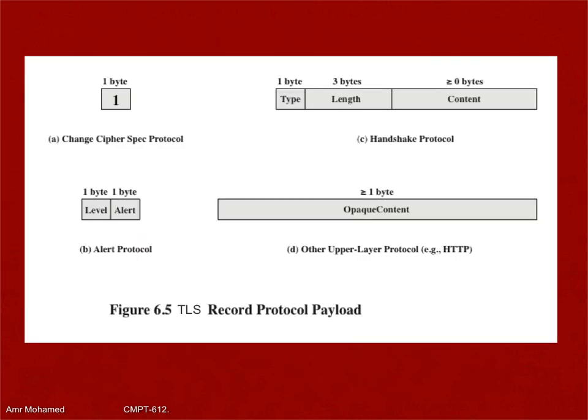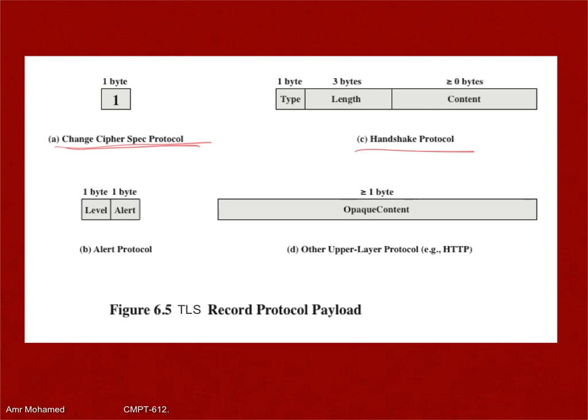So these are the different types, which are the content types. You have 4 different types corresponding to the 4 different protocols. You have the change cipher spec, and as we said, change cipher spec is very easy. It's just a flag that says use the pending cipher spec as the current cipher spec. That's it. Very easy protocol. There's nothing to it. Okay?